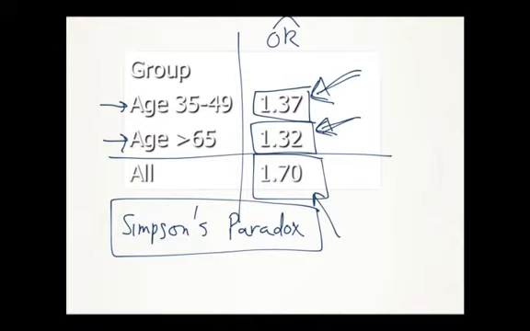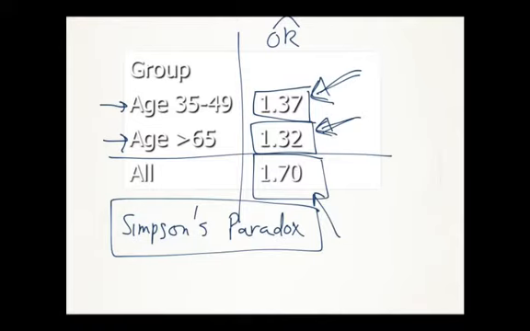So we're thinking about combining across tables. What would we want out of an approach that combines across multiple tables? We would want the estimate to be a good summary of the tables. We would want the estimate to give more weight to tables with more information.